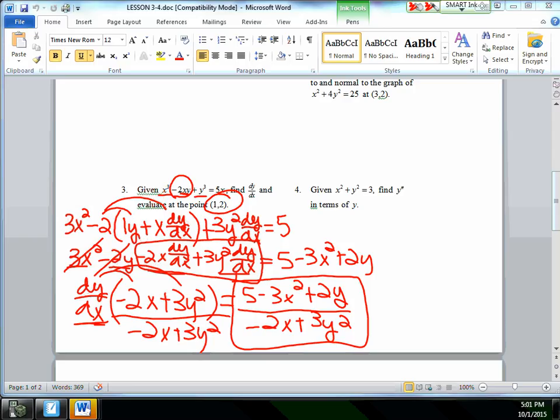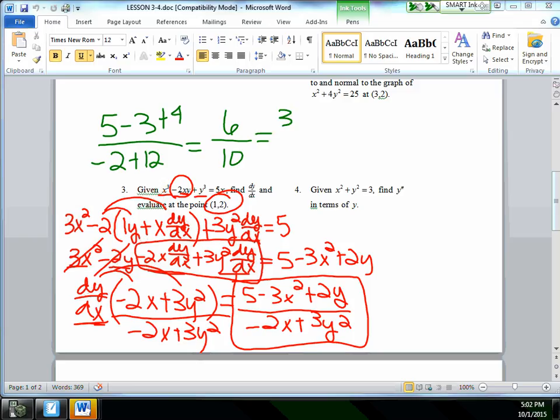So, okay, the last move now is to evaluate, plugging in (1, 2). So I'm going to come up here. We have 5. Plug in 1, 1 squared. That stays minus 3. 2 times 2, that's 4. Over, that's going to be negative 2. 2 squared is 4. Plus 12. So on the bottom, I have 10. 9 minus 3 is 6. 6 over 10 can simplify down to 3/5. So the slope at the point (1, 2) is 3/5.